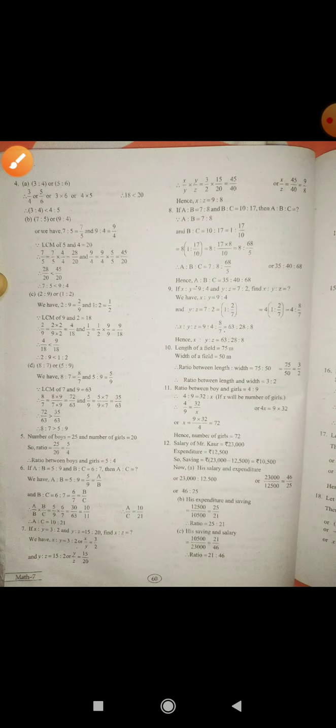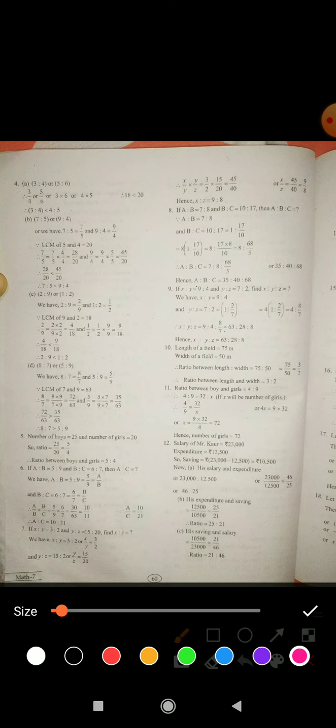Move on to question number 4: 3 ratio 4 or 5 ratio 6. Which one is greater, 3 upon 4 or 5 by 6? We can do cross multiplication. 3 into 6 and 5 into 4, this is 18 and 20. So 20 is greater. So 3 ratio 4 is less than 5 ratio 6.